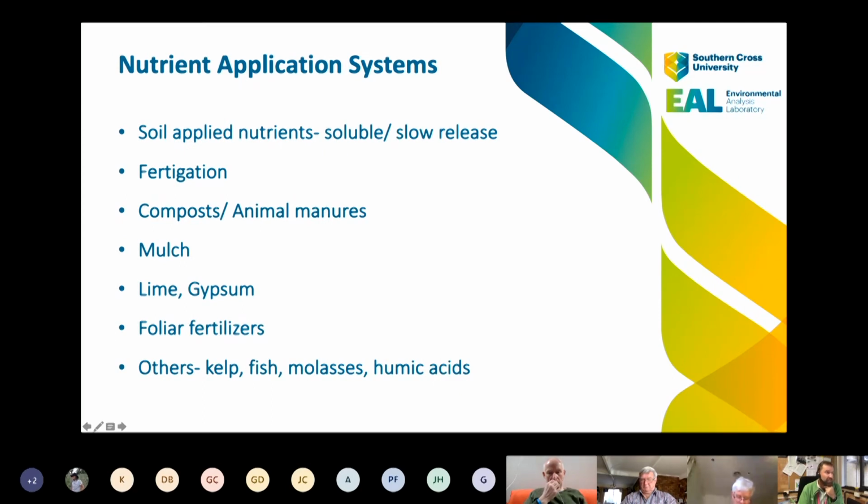Nutrient application system, soil applied nutrients, soluble slow release, fertigation, obviously compost, animal manures. Always good with animal manures to let them age first in a paddock for maybe 12 months to release a lot of that ammonia that can be quite toxic, or mix it with a good compost and once again let it age. Mulch will break down on a good, very active, organic, biologically active soil. I've seen mulch break down in 3 months. So it's still another organic source. And anything's a mulch, any carbon source.